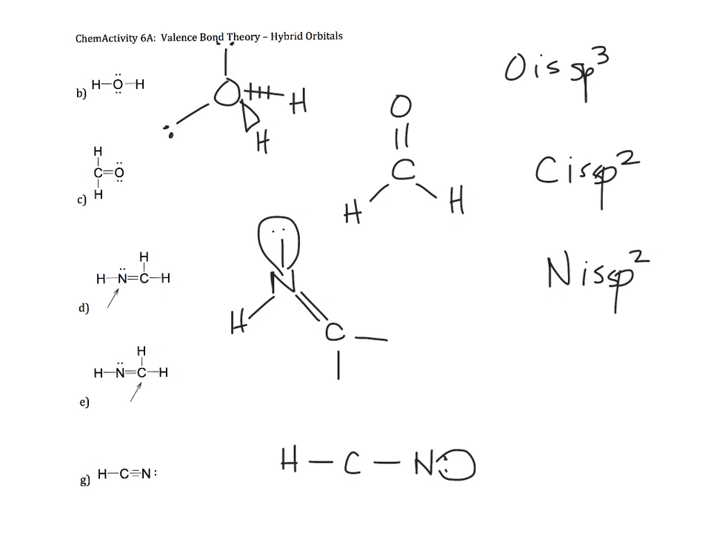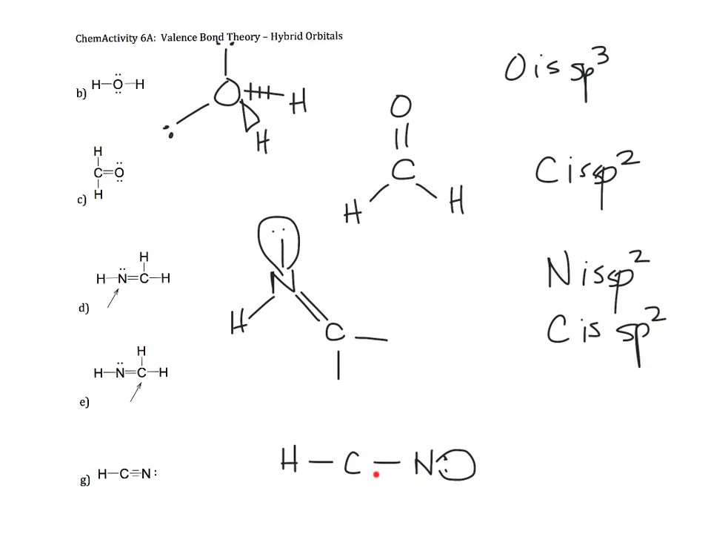We can also look at the carbon, as we're supposed to do in problem E. Carbon also has 3 regions around it. That's going to make bond angles of 120. And so carbon is sp2 hybridized.